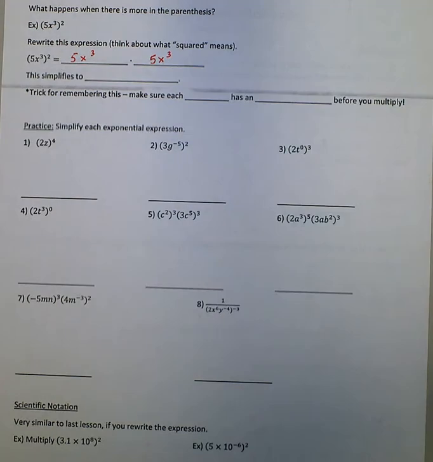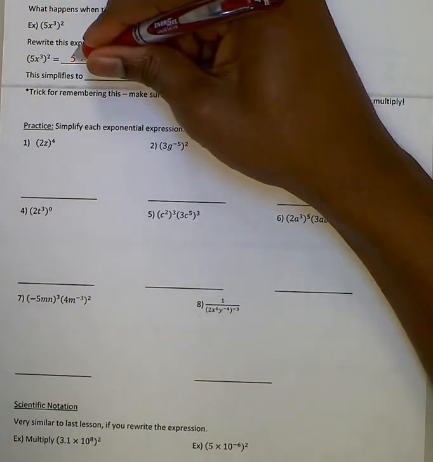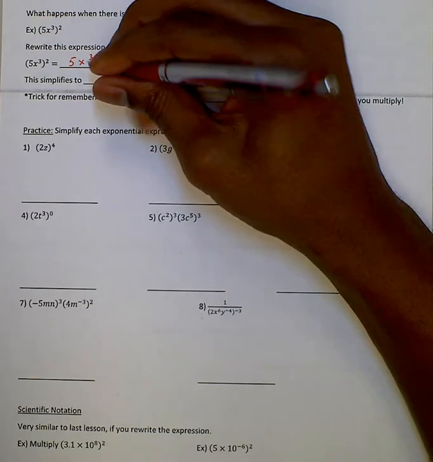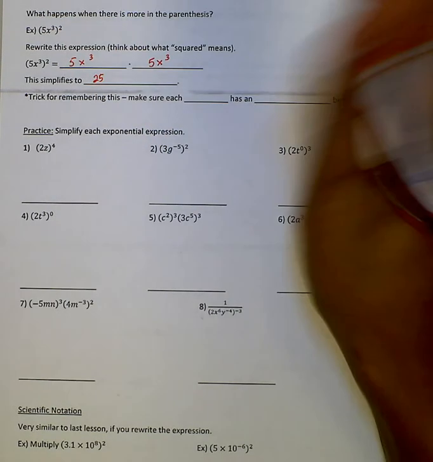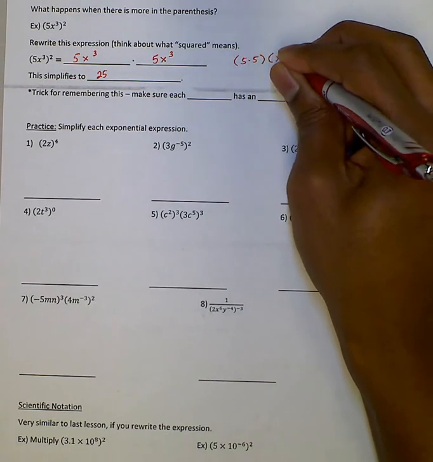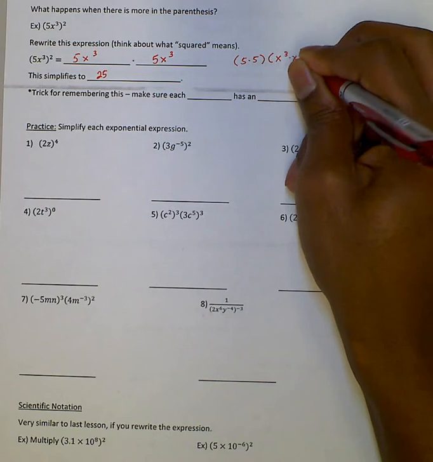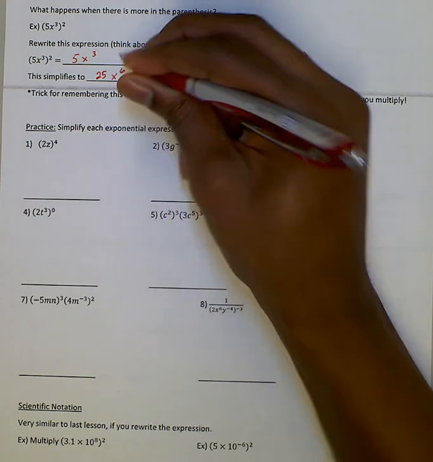Okay, so we have 5x cubed times 5x cubed. Like we did last time, we're going to regroup this. I'm going to group 5 and 5. 5 times 5 is 25. Then I'm going to group my x cubes together. x cubed times x cubed is x to the 3 plus 3, which is x to the 6th.